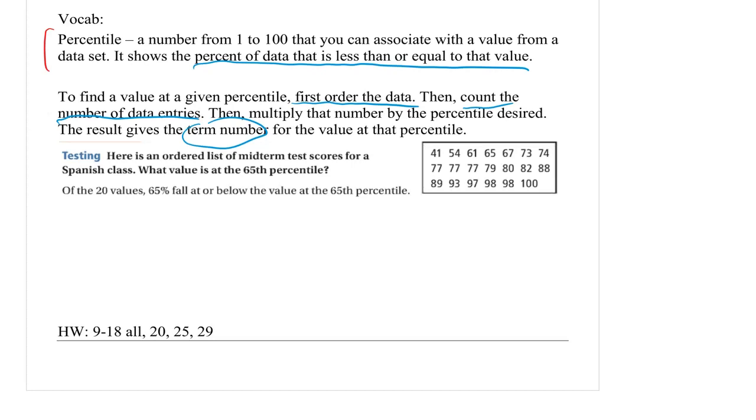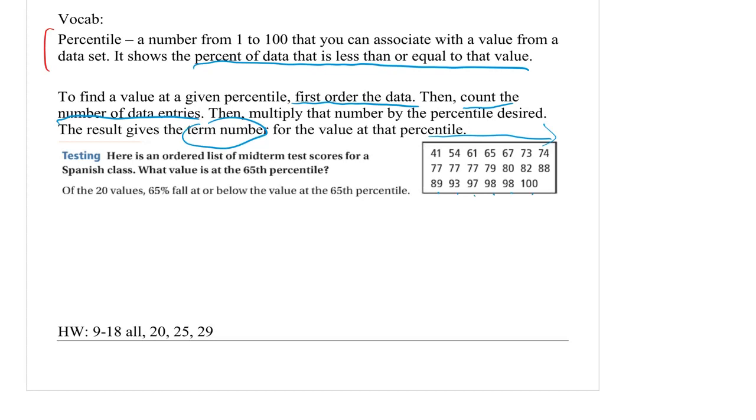So here's an example to try to make sense of what just happened. There's an ordered list of midterm test scores for a Spanish class. Everybody in the class took this test, and here are the scores that they got. What value is at the 65th percentile is the question. First thing you're going to do is order the data. Well, it already is. It's going in order from left to right and then from top to bottom. The lowest score is 51 and the highest score is 100. So how many pieces of data do we have here? There's 1, 2, 3, 4, 5, 6, 7 across and 2 full rows of that. So that's 14. And then 15, 16, 17, 18, 19, 20. So there's 20 pieces of data here.